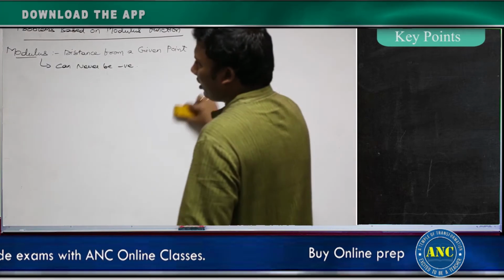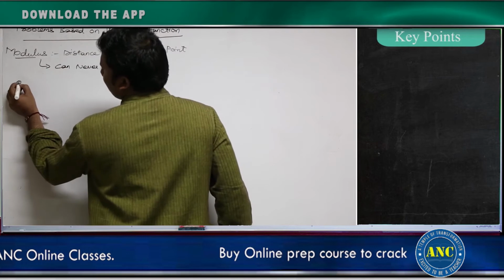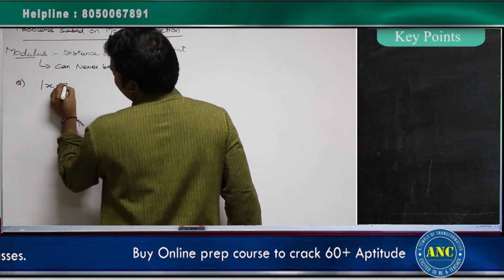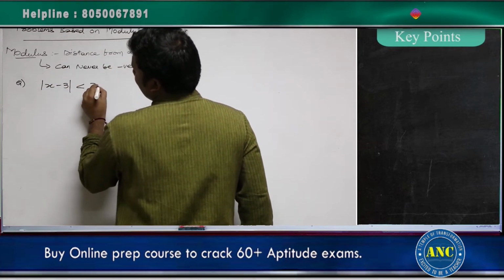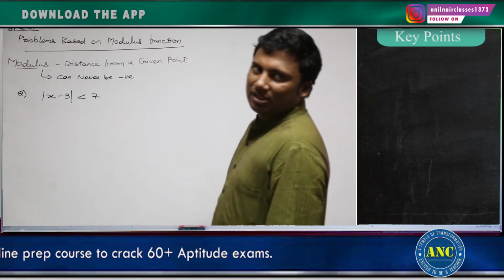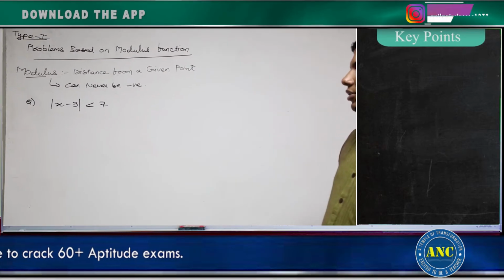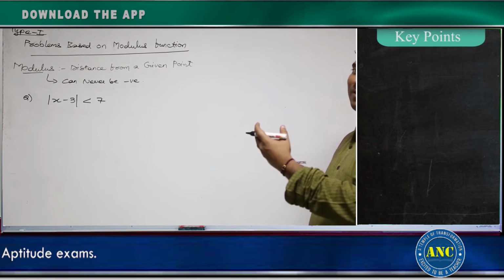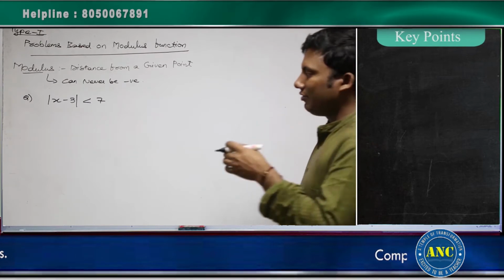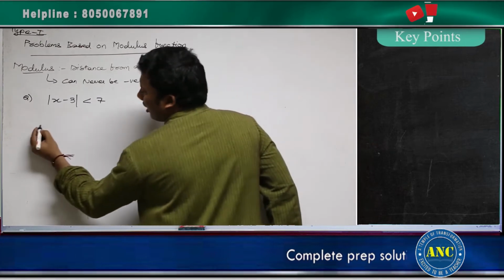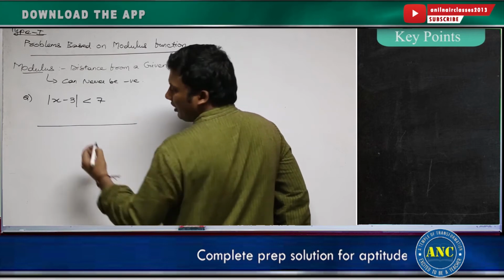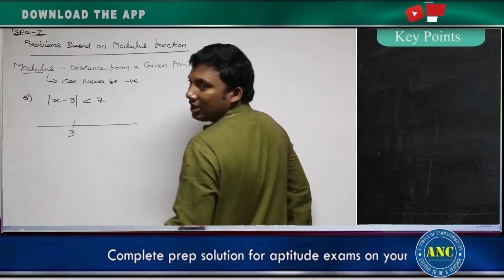I will solve an example to get an idea. Mod x minus 3 less than 7. We have to find out what is the range of x that satisfies this inequality. Now, forget about less than. First, assume that it is equivalent to. If it is equivalent to, how will we solve it?